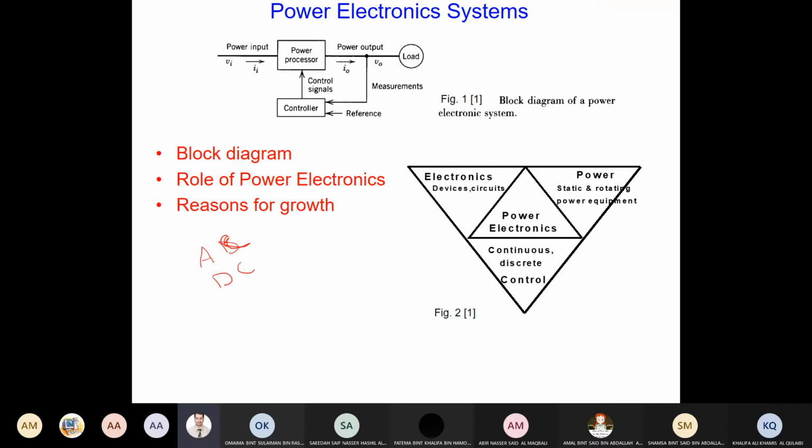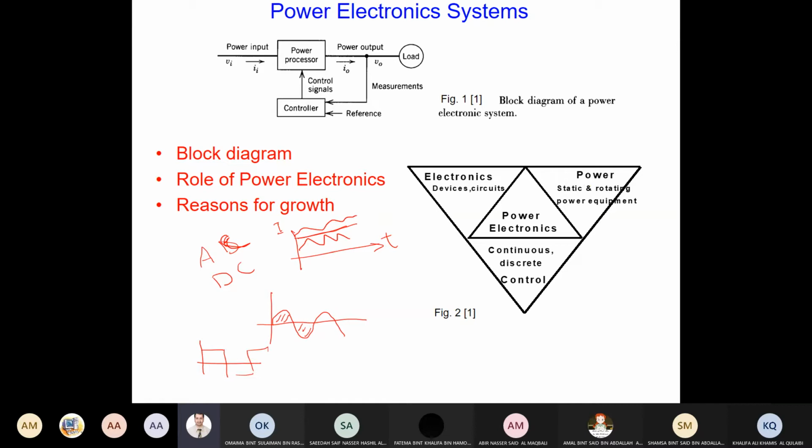An example of DC is the battery. If this is the voltage or current, and this is the time, this is a DC current. This is DC because it's still positive. This is also DC current, still positive, but fluctuating, not pure. While when it comes to AC, for example sinusoidal, you can see there is a positive part and a negative part. Square wave is also AC.